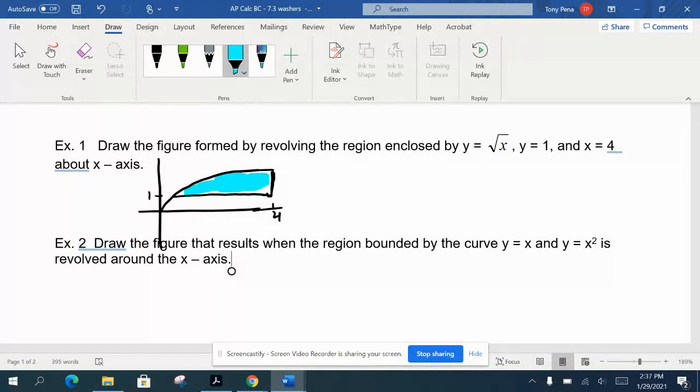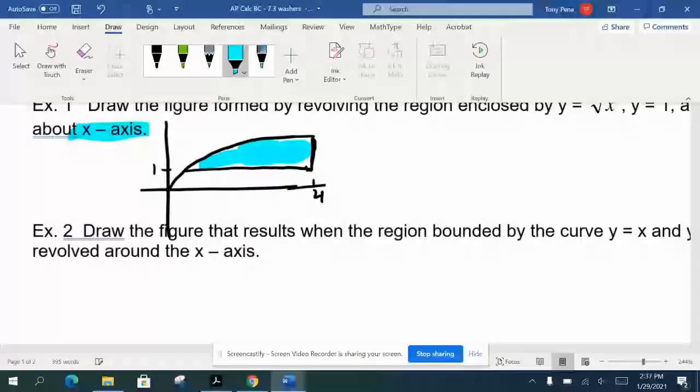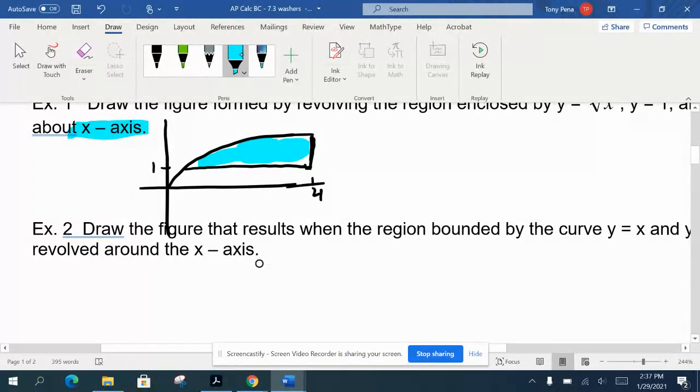That's our area. If you went back and looked at that problem, though, in that set of problems, I had you rotate that around the line y equals 1. Now what I'm asking you to rotate that around is the x-axis. So if we now take this region here, this blue region, and rotate that around the x-axis, and notice how there's a 1 unit gap from the line to the x-axis.